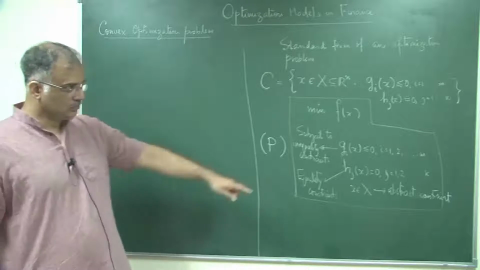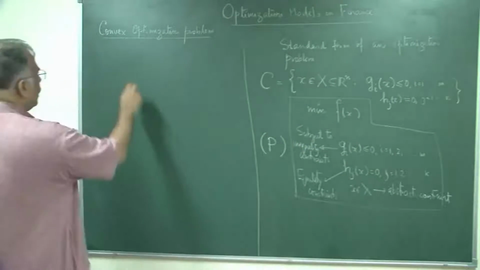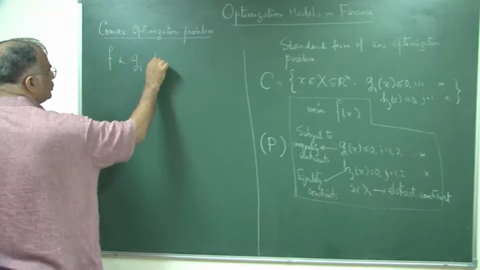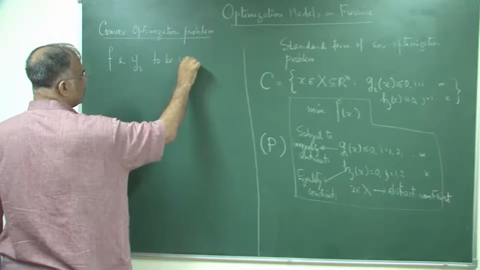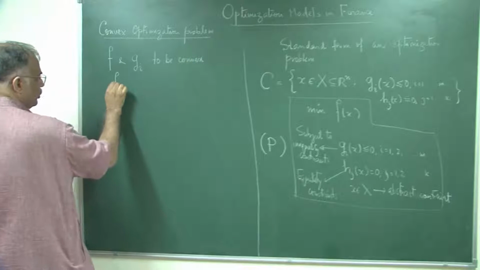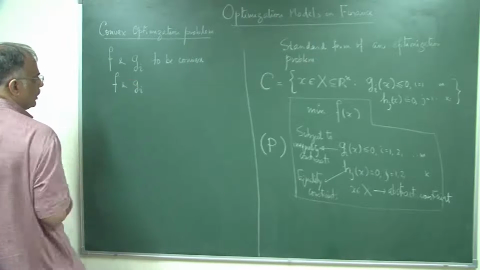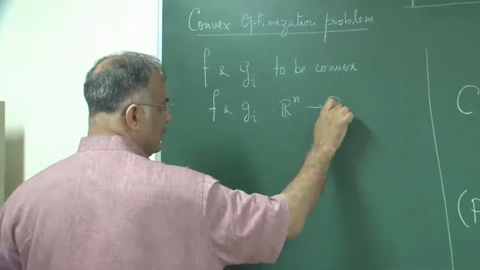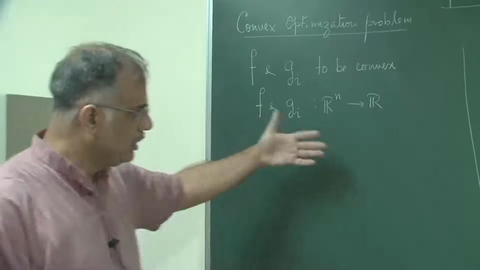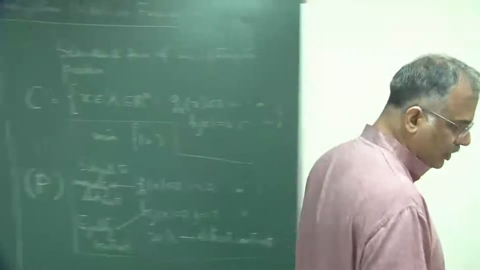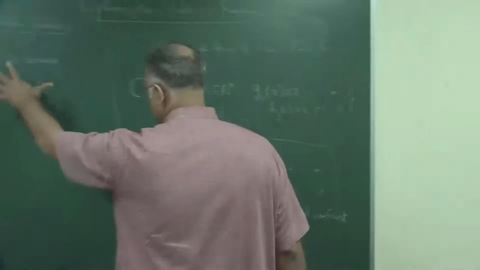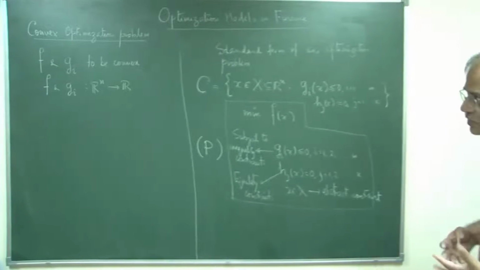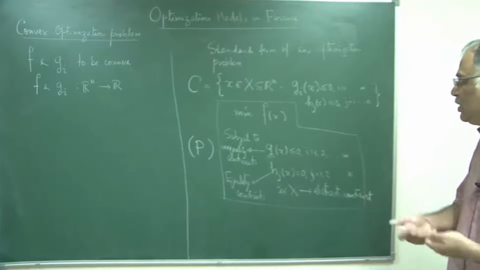So for this case, we will have f and g_i to be convex. Of course, it goes without saying that both f and g_i are functions from R^n to R, a statement which I had not made in the last description of the general problem, but f was a function from R^n to R. Of course, because if you do not have real values, what are you going to compare?